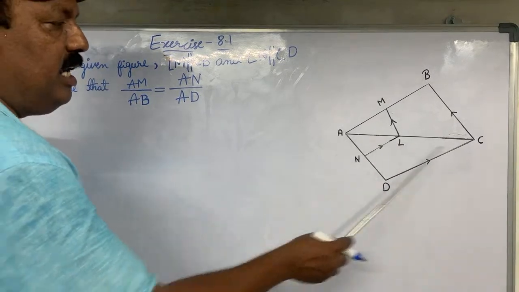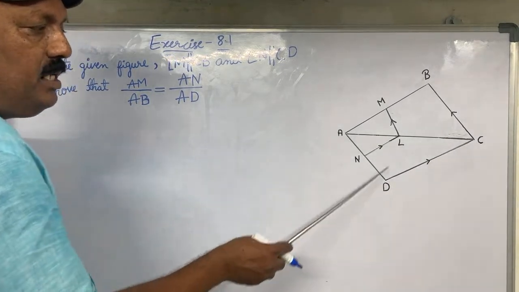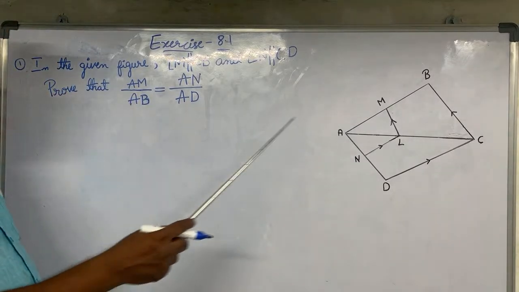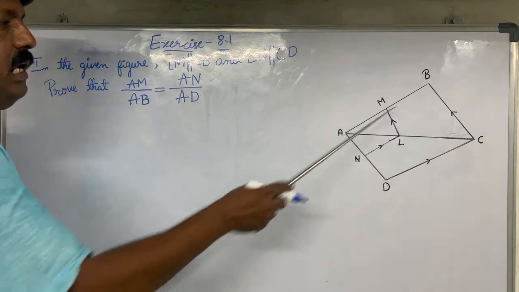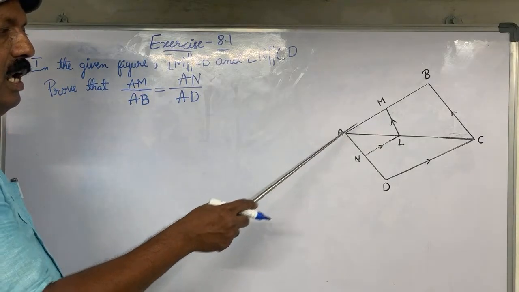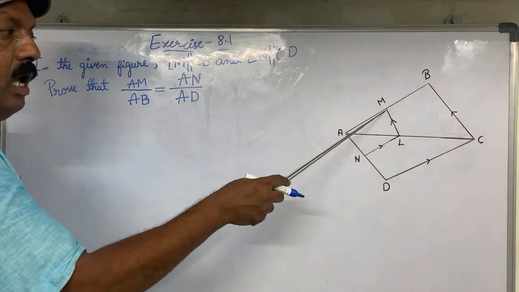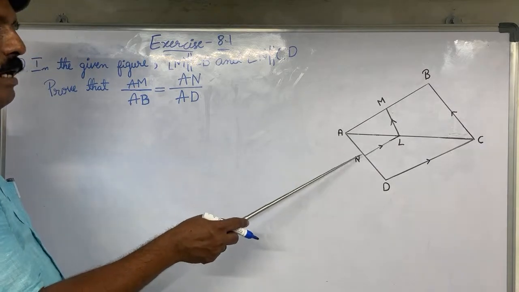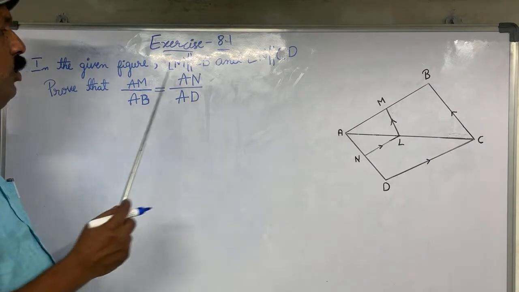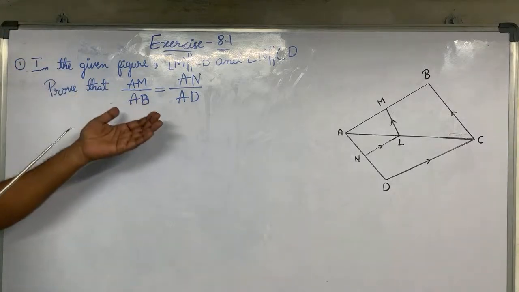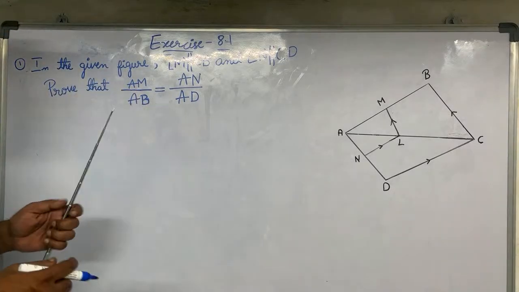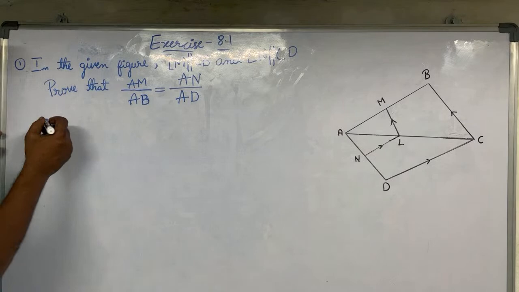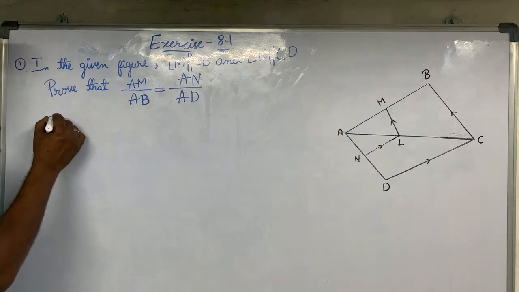That means another triangle is ACD, where CD is the base and LN is the parallel line. So finally, what is asked? It asks for AM by AB, that means the small part by the big total, and AN by AD. How to get this ratio? To get this ratio, a certain calculation is there. That calculation I am explaining by applying the basic proportionality theorem. So first of all, we will go for the ratio.